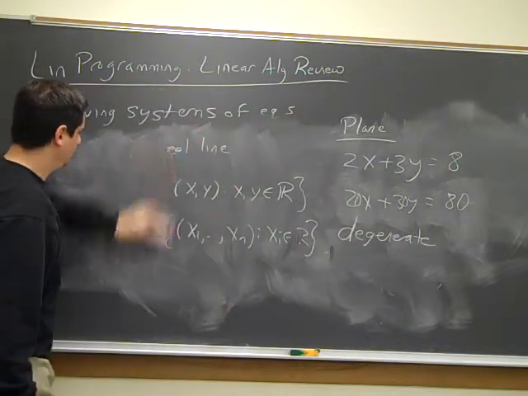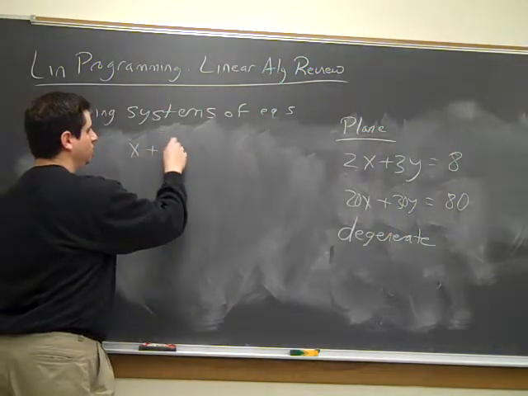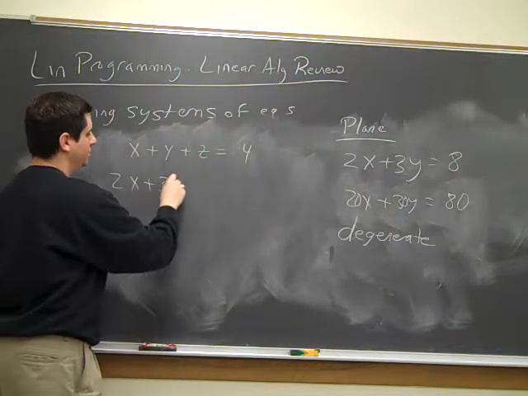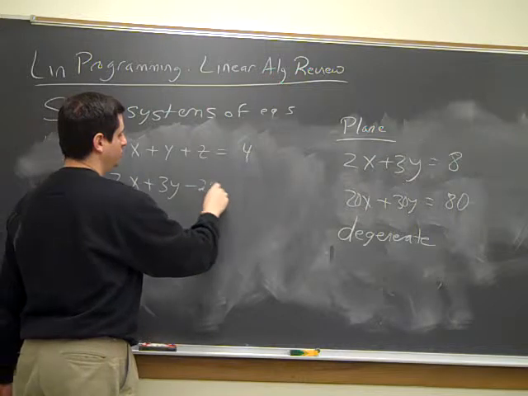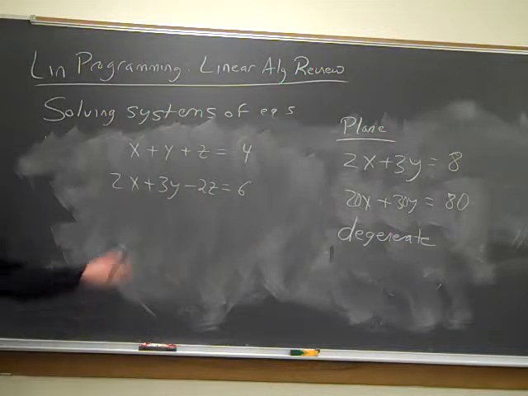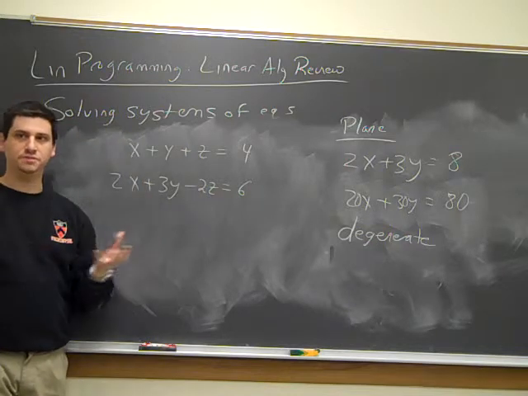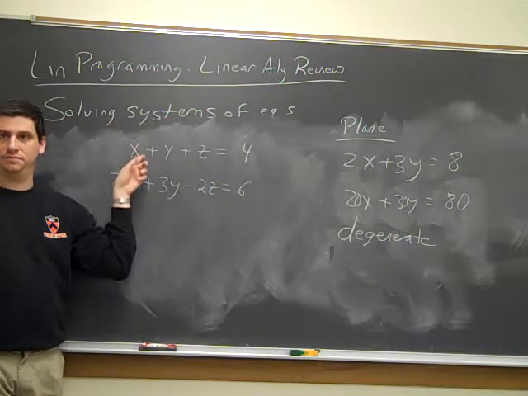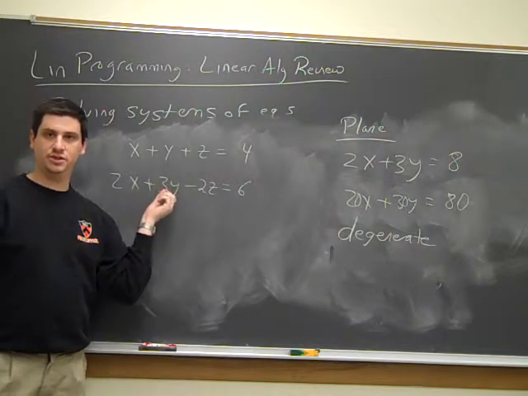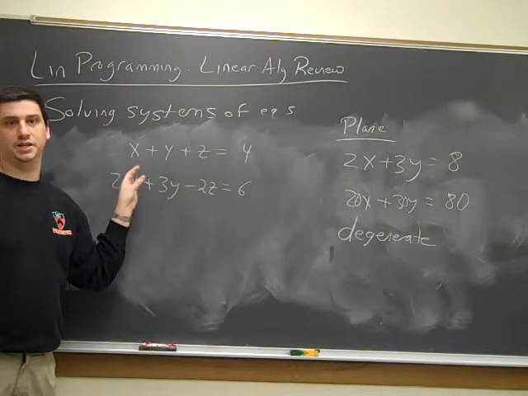Now things can get a little bit more complicated. So let's take x plus y plus z equals 4, and another equation with minus 2z equals 6. So I'm thinking of a point that satisfies this. I start off with 3 dimensions. This kills 1 dimension. I'm down to 2 dimensions left. This kills another dimension. I'm down to 1 dimension left. So the points that satisfy this are a line.